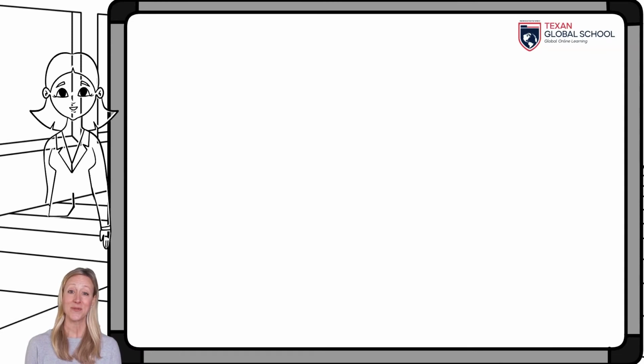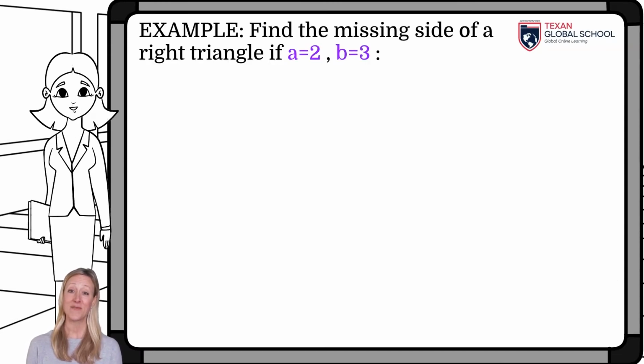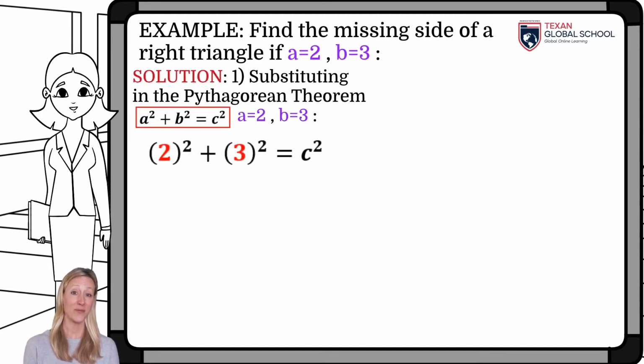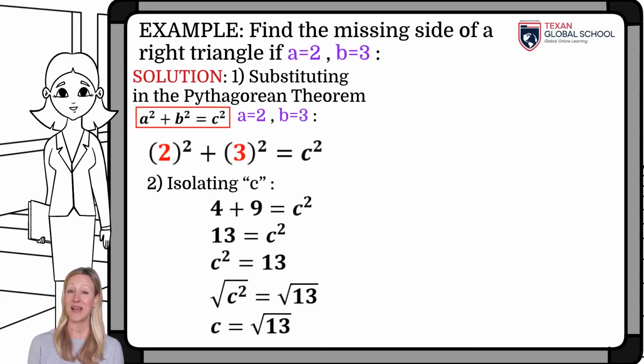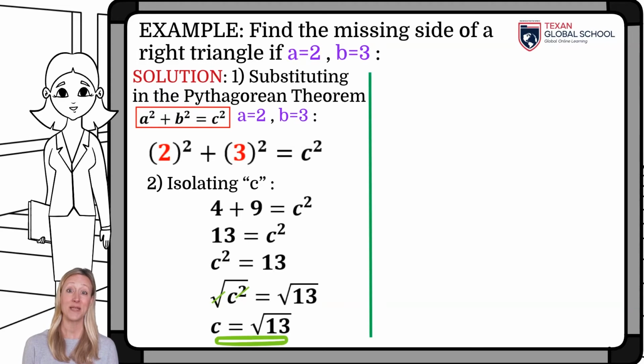Let's see an example. We will find the missing side of a right triangle whose given sides are A equal to 2 and B equal to 3. We will sketch the triangle as well. We can see that they are giving us legs A and B, so we substitute in the Pythagorean theorem. We then isolate the hypotenuse C, resulting in the square root of 13. This irrational root is approximately equal to 3.6, thus being the longest side of the right triangle.